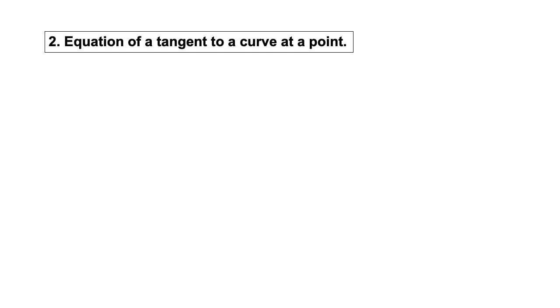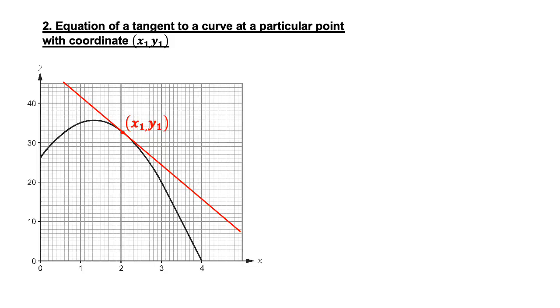Now that we can work out the gradient of the curve at any point, we're going to use this to work out what the equation of the line is of the tangent, the line that touches the curve at any point. So here we are, we've got a curve, and we're going to work out what the equation of that red line is, the tangent to the curve at that particular point.